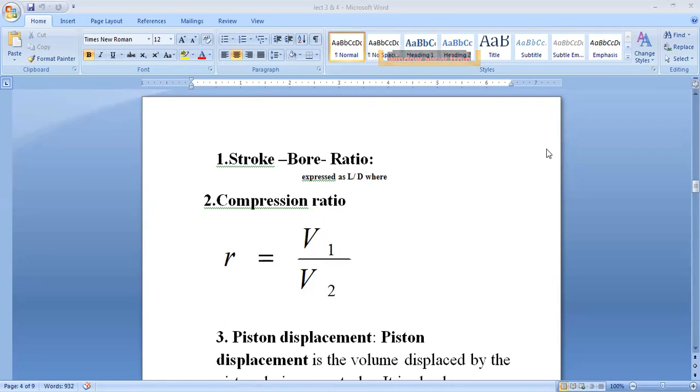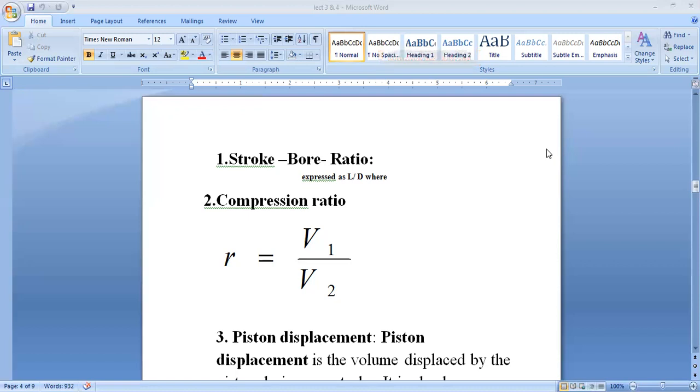What is the L? L is the length of stroke. I told you in the previous class that the piston moves from bottom dead center to top dead center, and similarly from top dead center to bottom dead center. So, what is the distance? The distance it moves from bottom dead center to top dead center, or top dead center to bottom dead center, is called the length of stroke, L. And D is the diameter of the cylinder.